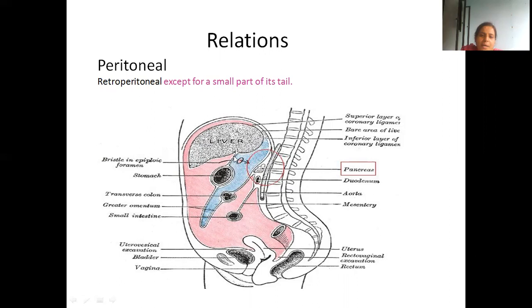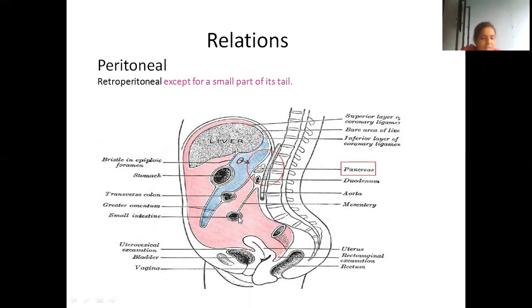Extension from the stomach and liver, I told you, is the lesser omentum. Extension from the greater curvature of the stomach, this whole area, is the greater omentum. The area in front of the greater omentum is the greater sac. The area behind, the blue area, is the lesser sac. Lesser sac, this blue area. Pink area is the greater sac.